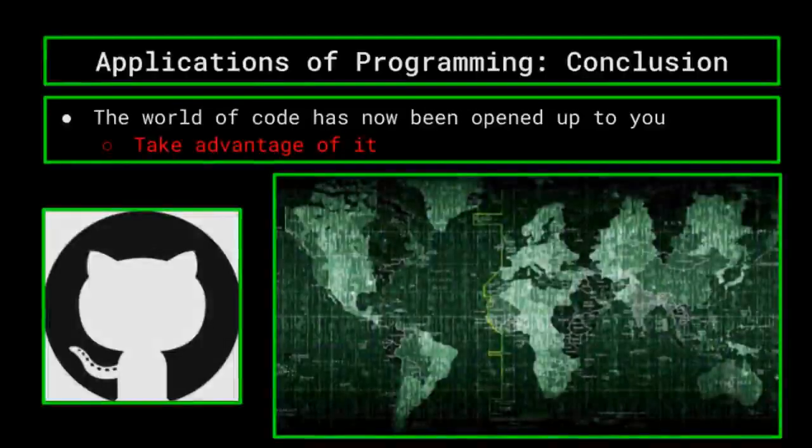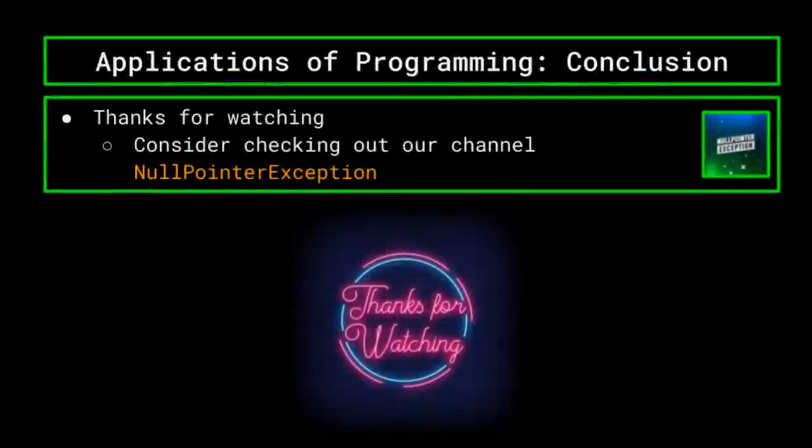As you can see, the world of code has now been opened up to you. These are just a few examples of where you can go from here, but there are many more we didn't talk about. You could get into GitHub and start contributing to projects. You could work on your own projects and collaborate with others. The possibilities are endless. The next step is up to you. This concludes our Introduction to Programming mini-series.